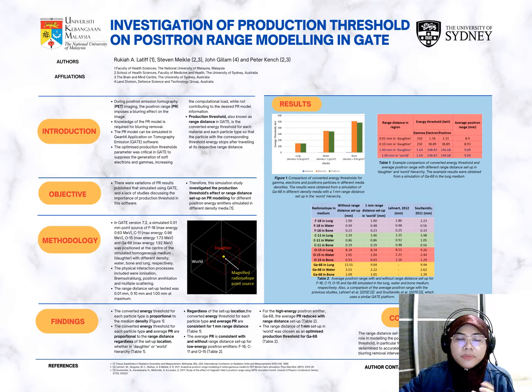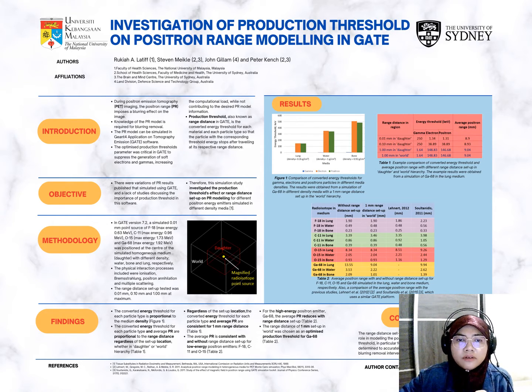And finally, what happens if we are not using any production threshold setup? And what happens if we're using lower energy positron emitters than gallium-68, which are fluorine-18, carbon-11, and oxygen-15? To answer these questions, here we simulated those radioisotopes in lung, water, and bone.